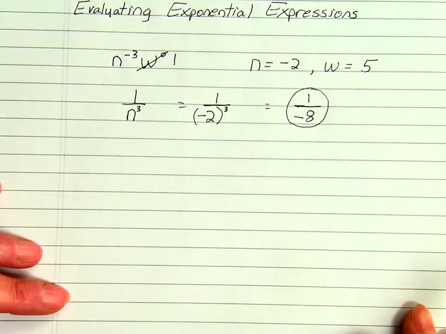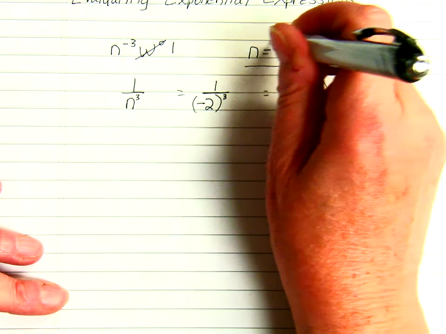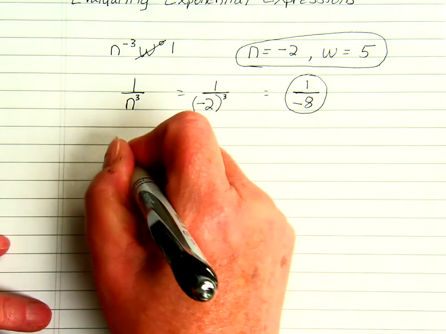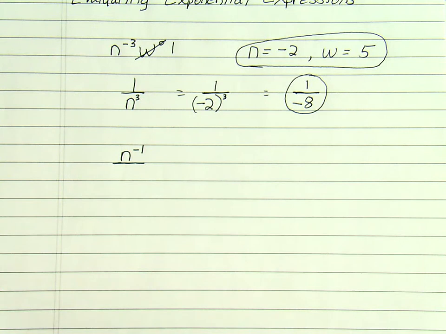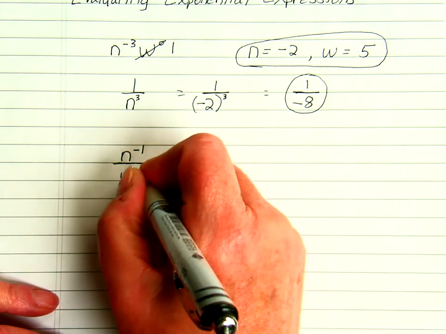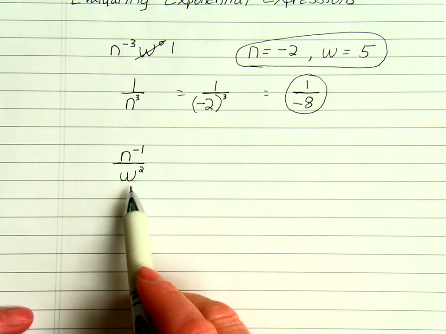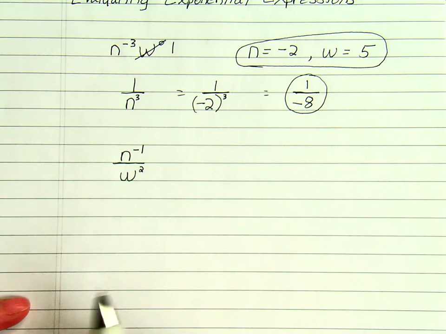Okay, so let's go ahead and look at another. We're going to be keeping these values for our variables, and we have n to the negative 1, and that is going to be over w squared. So once again, my suggestion is we first simplify the fraction that we have here, realizing that w is extremely happy where it is, but the n is not. The n does not belong in our numerator.